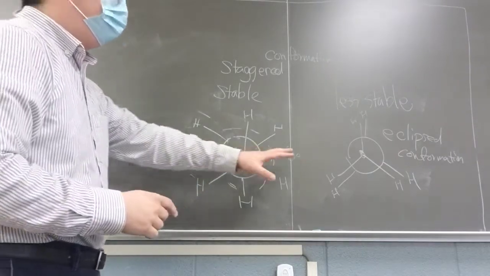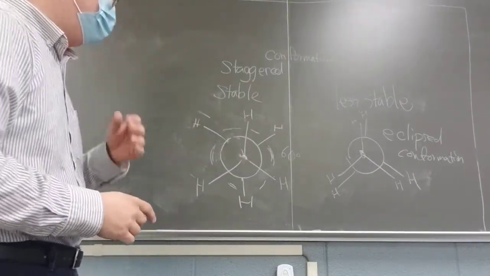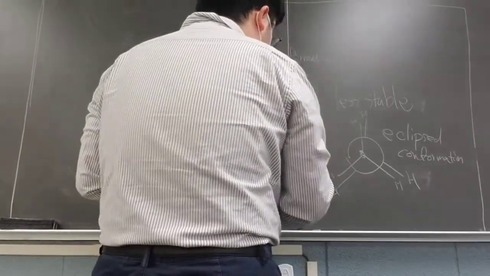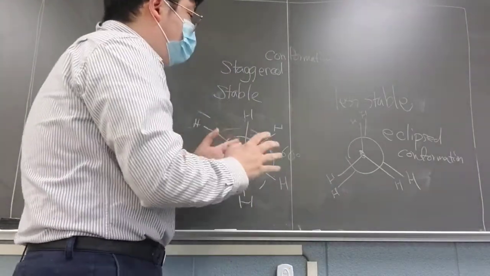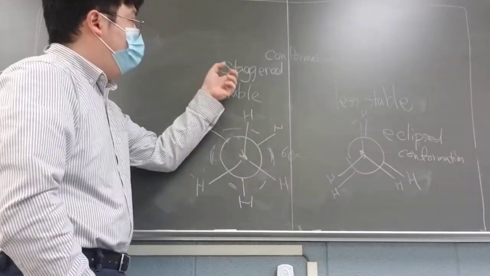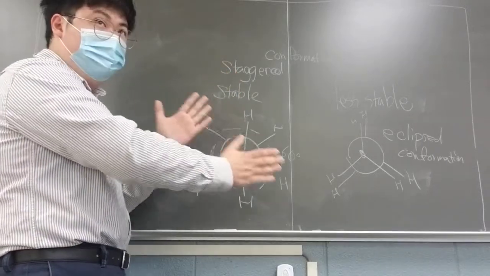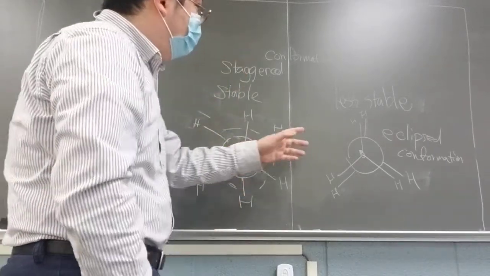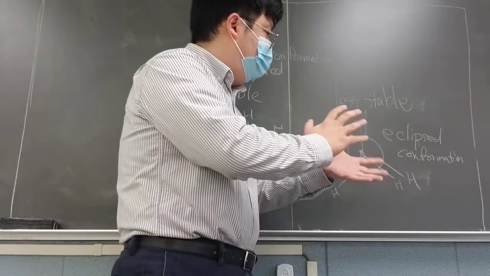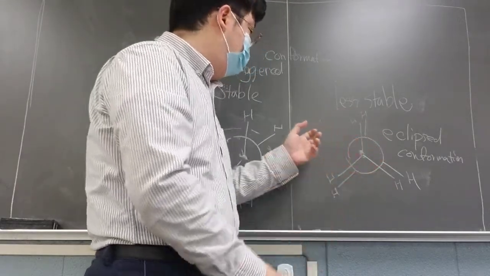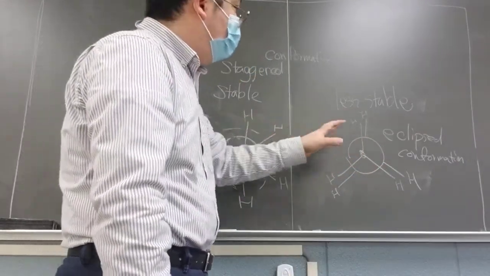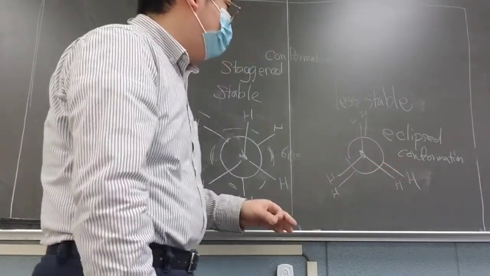Okay, because it's just literally eclipsed over here. So think about it. This is stable. We call this the staggered conformation because it's nicely staggered. But this is eclipsed, so it experiences some discomfort compared to this one. So we call this the eclipsed conformation.